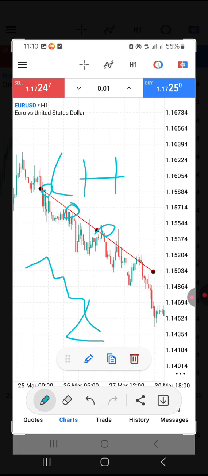So this is a lower high. This is lower than the previous. This one is lower than this other previous. So that is what we mean by lower highs. A high is just anything above is called high, anything below is called low.